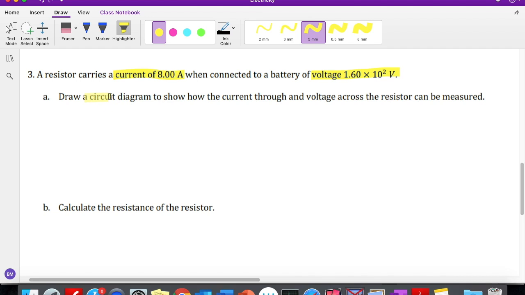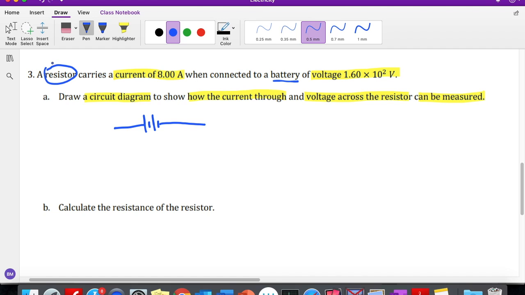So first it's asking to draw a circuit diagram to show how the current through and voltage across the resistor can be measured. So we have to draw a circuit diagram here. We have got a battery. We know the symbol for battery is like this. Then we have to connect the battery to the resistor. This is a resistor, so we'll put the resistor, that's the resistor.